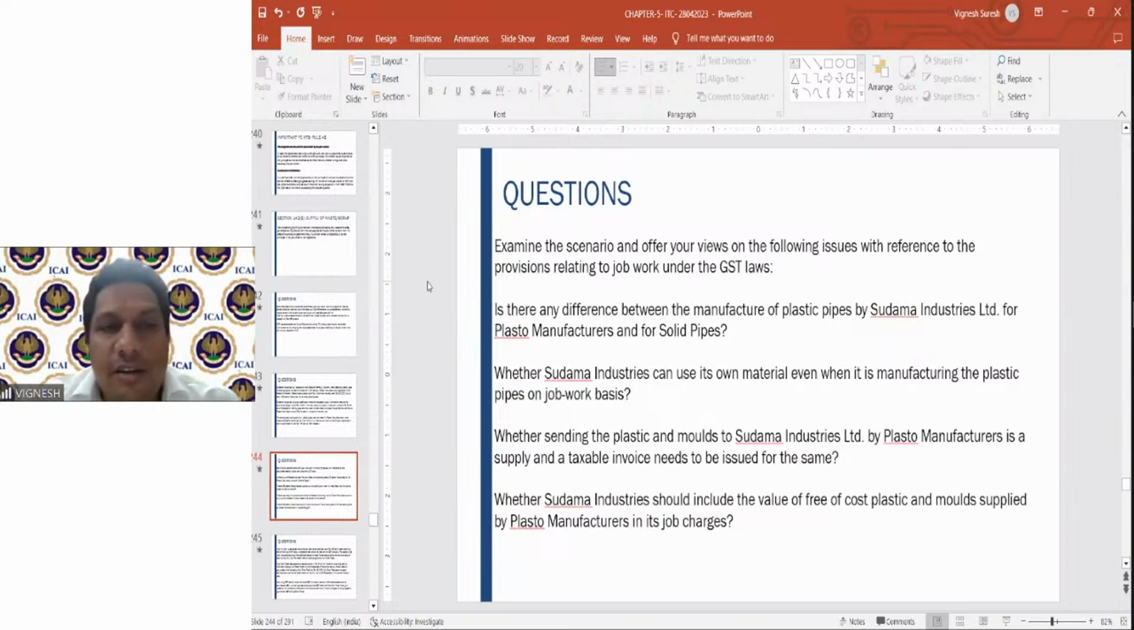Offer your views. Is there any difference between the manufacture of plastic pipes by Sudama for Plasto and for Solid Pipes? Whether Sudama can use its own material even though it is manufacturing plastic pipes on a job work basis, whether sending the plastic and molds to Sudama by Plasto is a supply and a taxable invoice needs to be issued, whether they should include the value of free of cost plastic and molds supplied in its job charges. Please try to answer this.